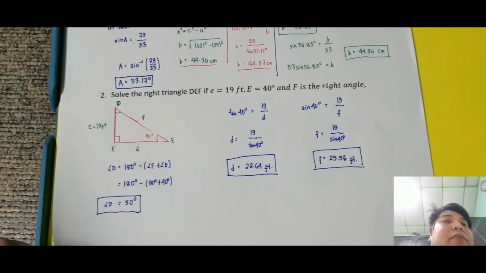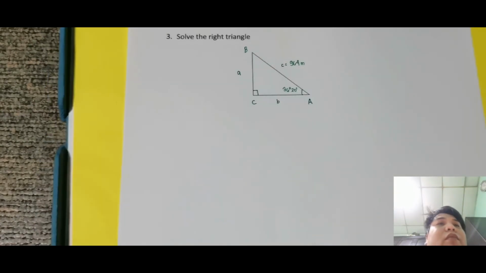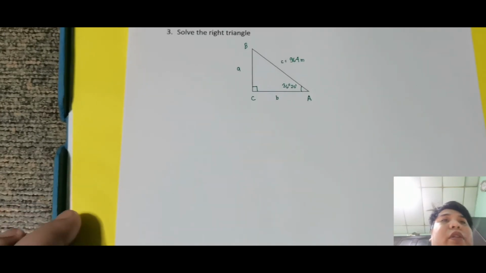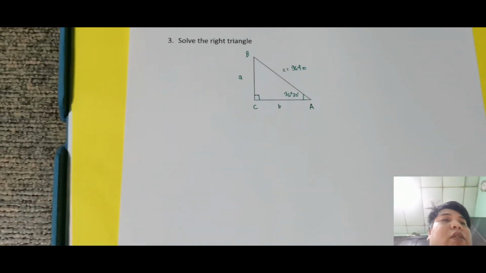So let's have another example. Okay guys, so ito yung number 3. Solve the right triangle. Given na yung drawing. Minsan ganyan yung tanong dito, given na yung drawing, isa-solve mo na lang yung parts. Mas madali siya pag ganitong way, kasi hindi mo na kailangan pang i-drawing pa.